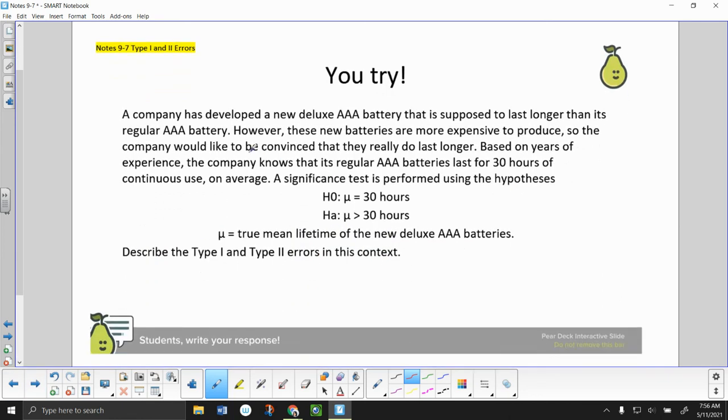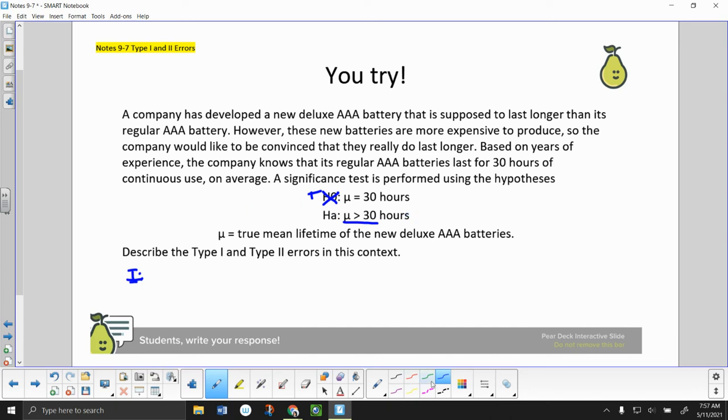All right, here's the last one. It's about the battery. So we have mu equals 30 hours and mu is greater than 30 hours, where mu is the true mean lifetime of the new Deluxe AAA batteries. So type 1, we reject the null when the null is true. So I'm just going to do this one verbally. We conclude that the mean lifetime of the new Deluxe AAA batteries is greater than 30 hours when it's not.